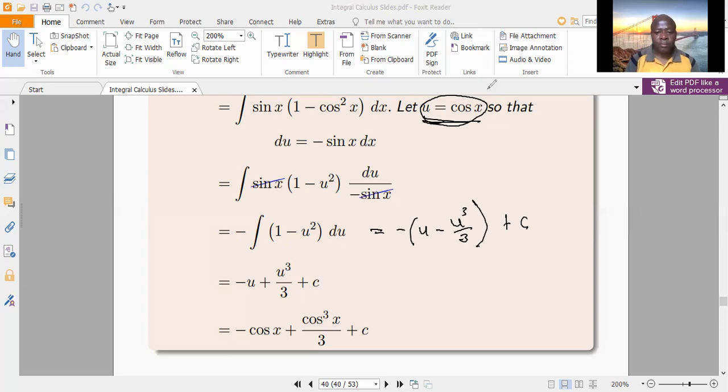And I think we should do another example where we are only given one trigonometric ratio to integrate, and the exponent is odd.